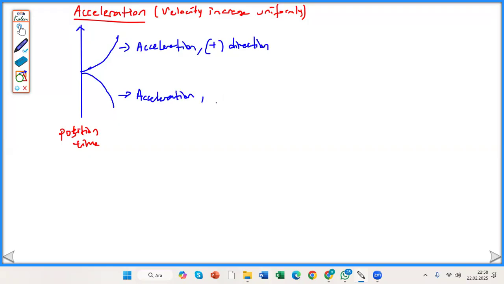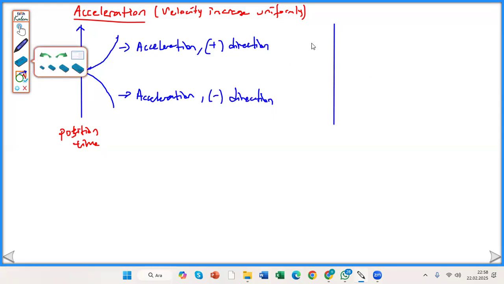Motion is with acceleration, and direction is negative. Okay, so let me show you this deceleration. And also it's a velocity time graph like this. Okay, the velocity time graph is like this.